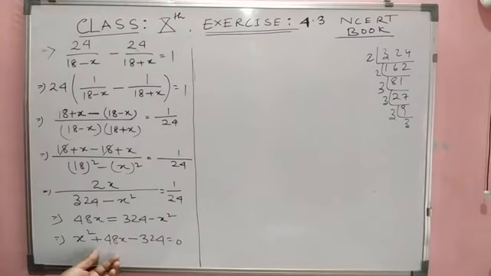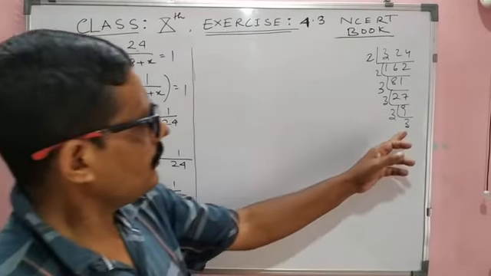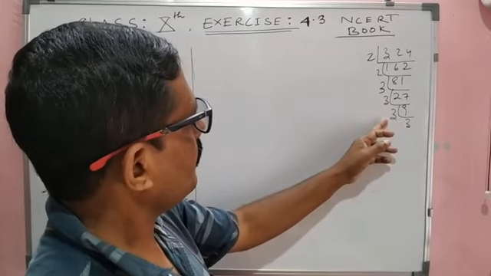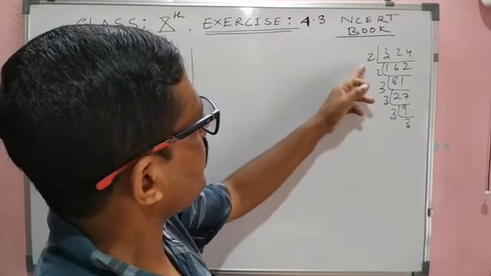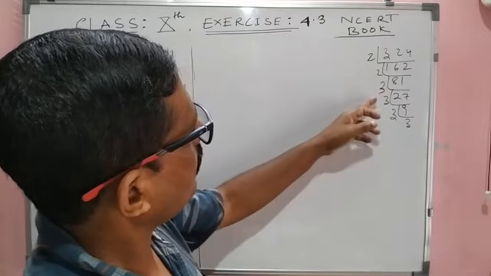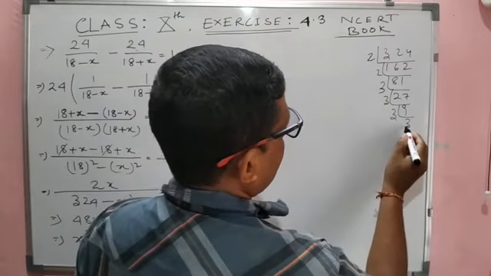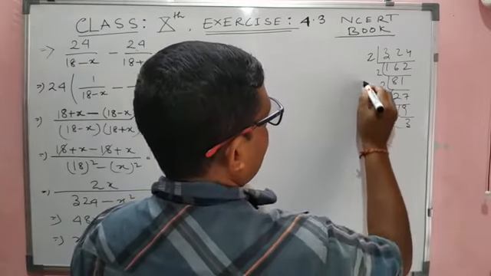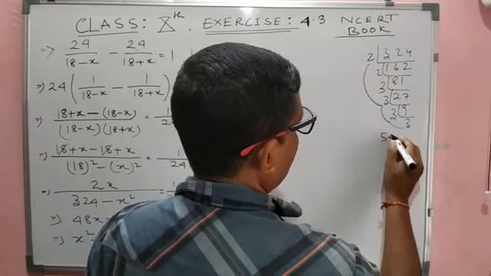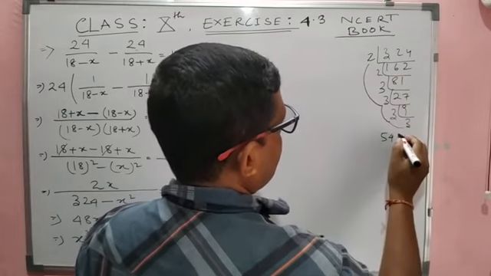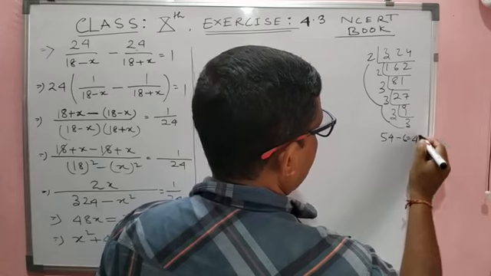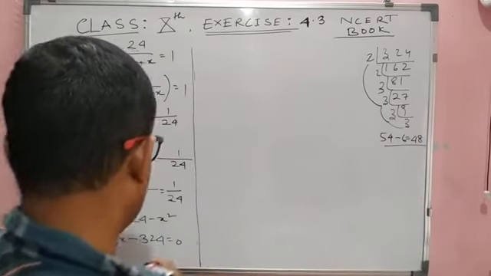Now we need to get 48. So how to get 48, you see? 3 3s are 9, 9 3s are 27, 27 into 2 is 54, and 2 3s are 6, minus 6, so definitely it will be 48. Now we will apply this here.